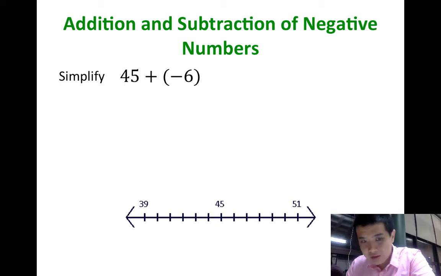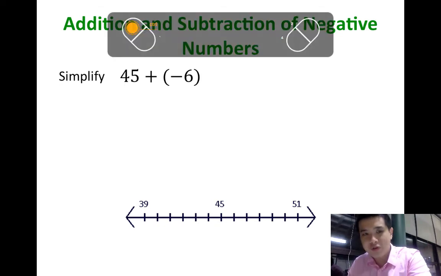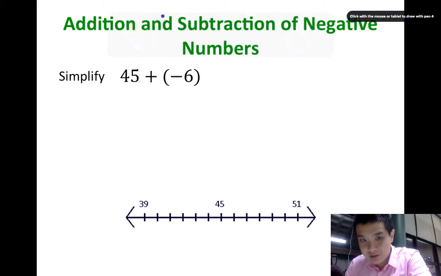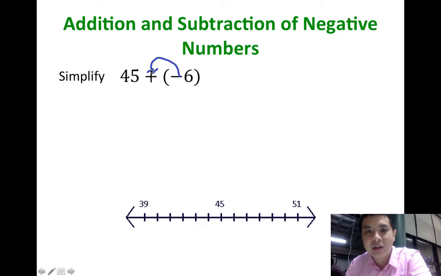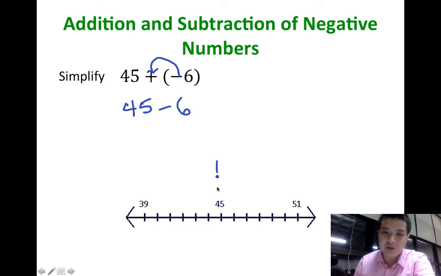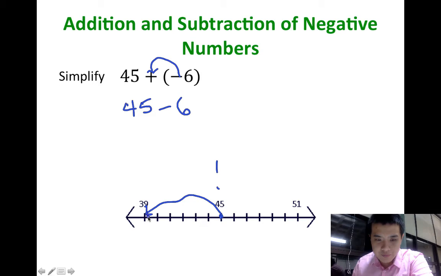Conversely, if we were to do this one, this is 45 plus negative 6. Again, in the second number, we take a look at it, it's a negative number. And this negative number says that we are not adding. That means we are doing the opposite of adding, which is subtraction. So we're doing 45 minus 6. And 45 minus 6, we start right here. We move back 6 spaces to 39.